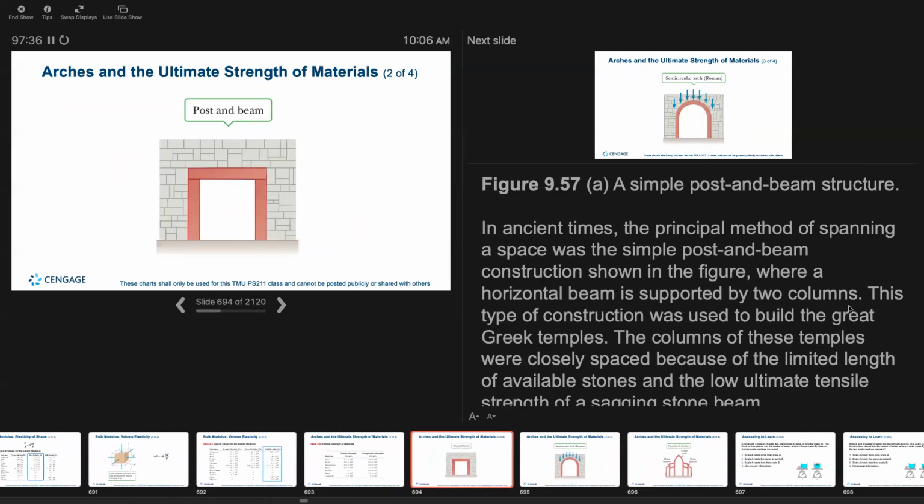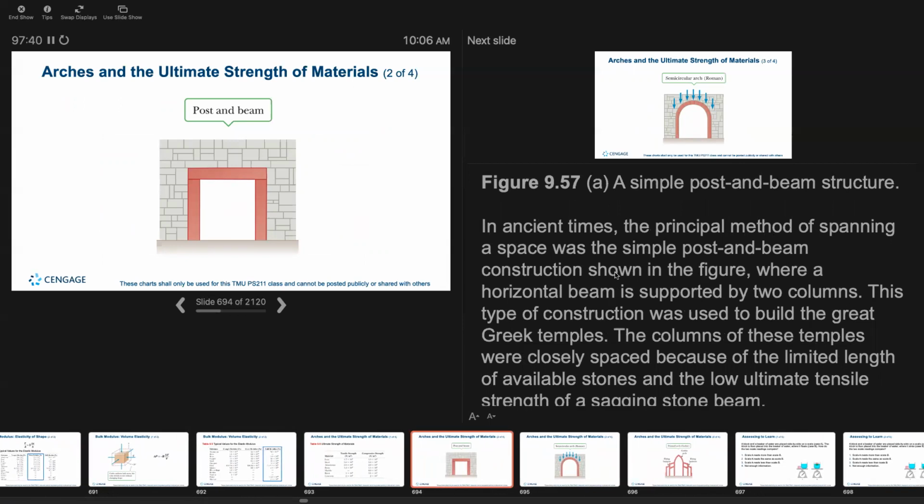So in this figure, we have a simple post and beam structure. In ancient times, a principal method of spanning a space was a simple post and beam construction shown in the figure, where a horizontal beam is supported by two columns. This type of construction was used to build the Greek temples. The columns of these temples were closely spaced because of the limited length of available stones and the lower ultimate tensile strength of the sagging stone beam.